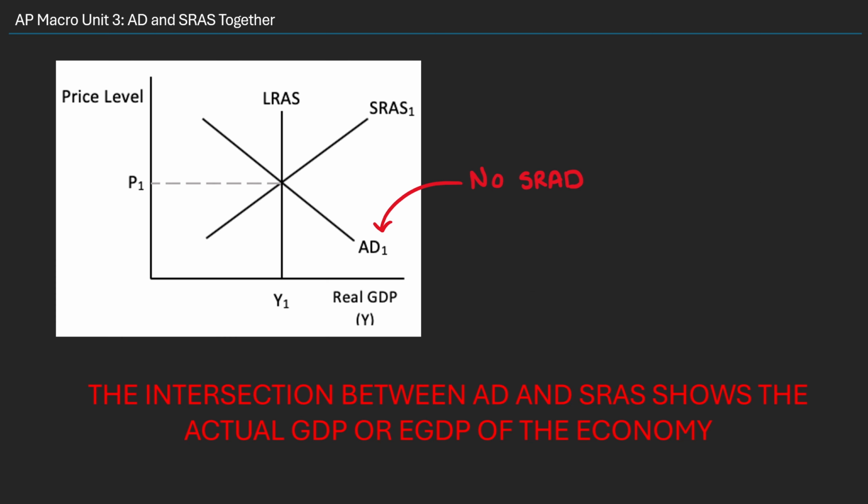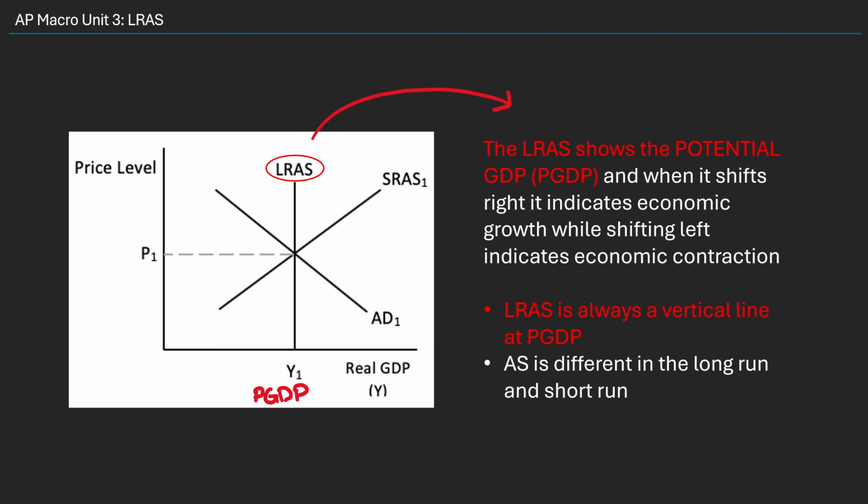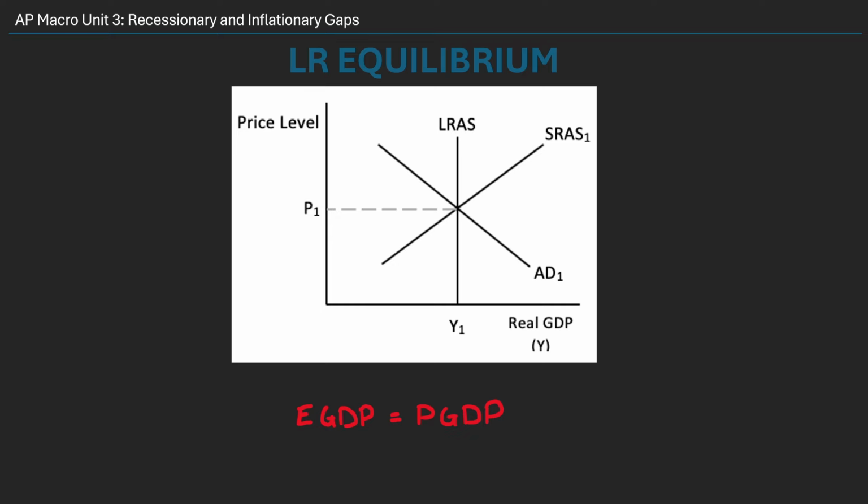Here's a graph of AD and SRAS together, and the intersection between AD and SRAS is the actual GDP or equilibrium GDP of the economy. Long-run aggregate supply shows the potential GDP or PGDP of the economy, and when it shifts right, it indicates economic growth, while shifting left indicates economic contraction. The long-run aggregate supply is always a vertical line at the potential GDP.